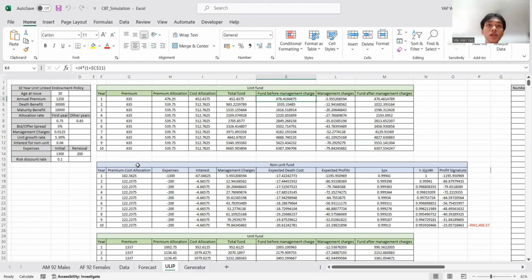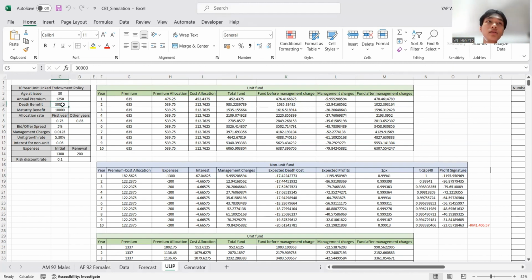Let's proceed to the non-unit fund calculation. The balance of unallocated premiums after deducting all of the expenses will be calculated with the non-unit fund interest rate, which is fixed by the company as well. The management fund will be added as profit to the company. The most important thing here is the expected death cost. The expected death cost is basically the expected cost that the insurance company needs to add when the unit fund is not enough to cover the death benefit.